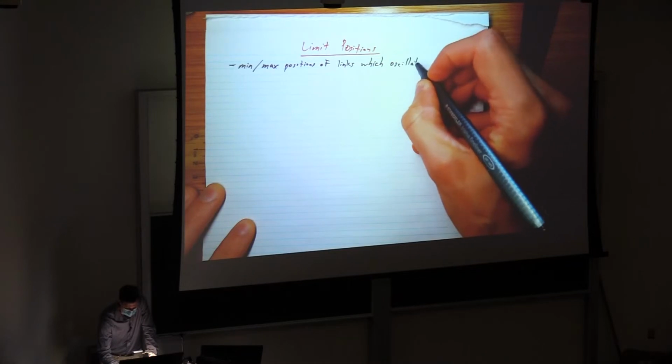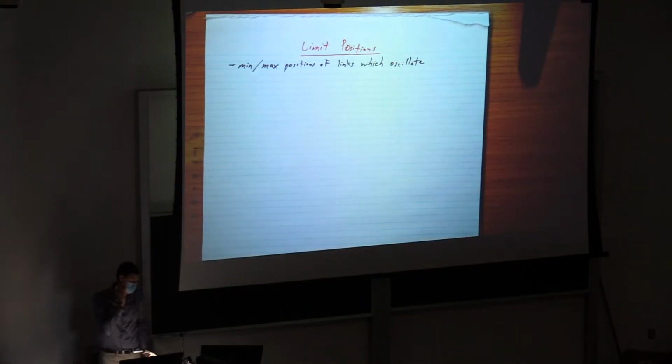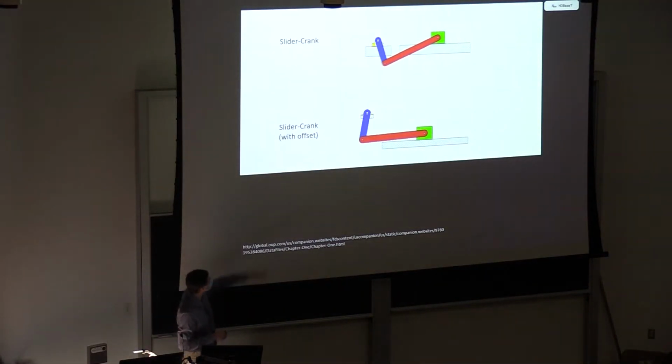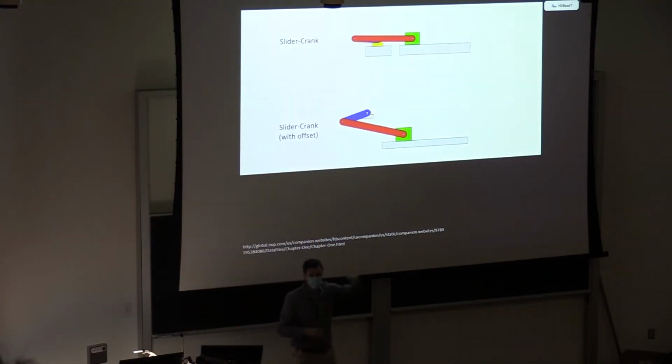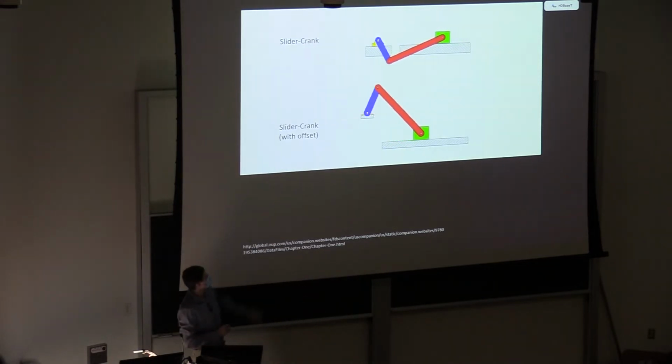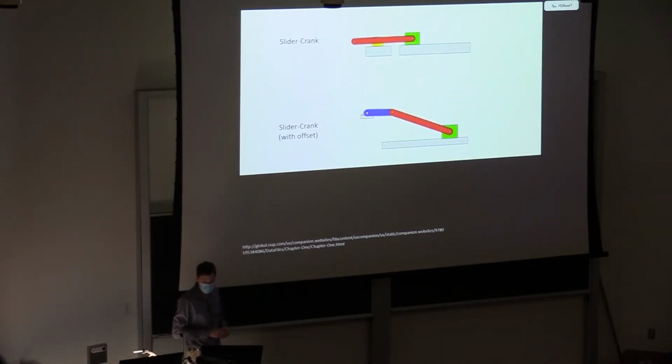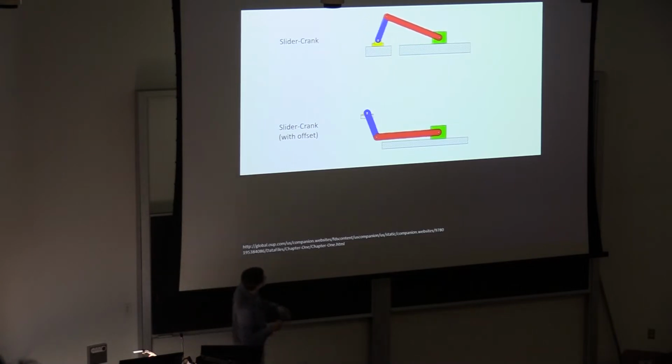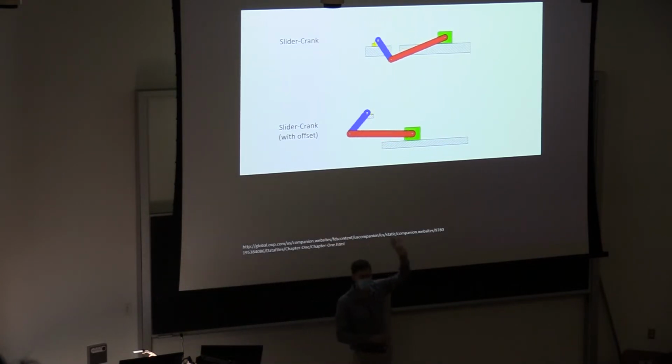If we have a crank, think about defining the limit position of the crank in this mechanism. It doesn't make any sense. It goes round and round completely. There's no limit to it. So we'd say the crank, the blue link, doesn't have limit positions. But the output link, the green one, clearly has limit positions.